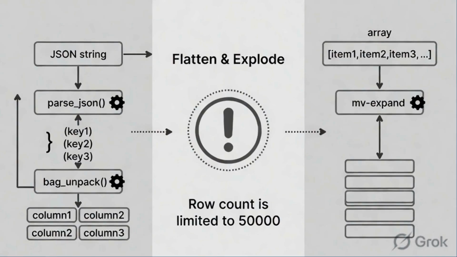But watch the warning icon. Mv-expand can massively increase row count. Filter aggressively first or you risk memory blowup and slow queries. Use this combo wisely. Parse_json, then mv-expand arrays, then bag_unpack objects, then work on flat columns. That's the golden pipeline for turning nested JSON chaos into fast, scalable analytics.